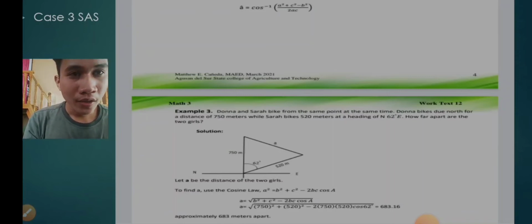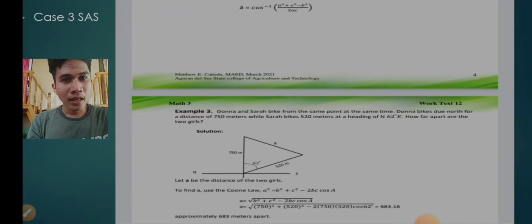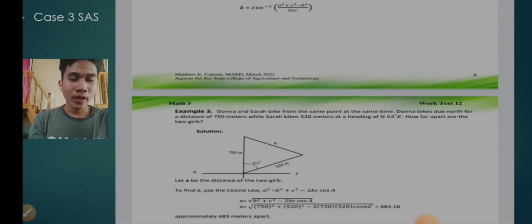Based on the illustration, 750 meters is the distance of Donna, and 520 meters is the distance of Sarah, going northeast. Let a be the distance between the two girls. Based on our formula to find a, we use a squared is equal to b squared plus c squared minus 2bc cos A.